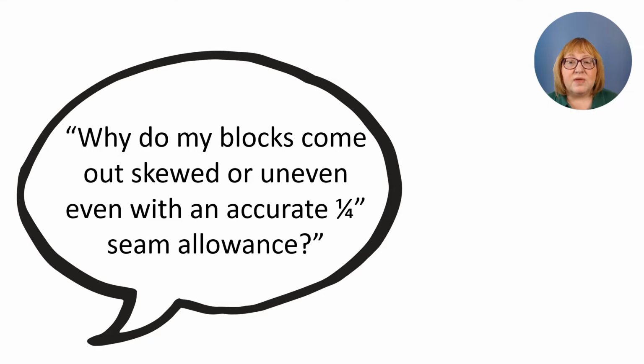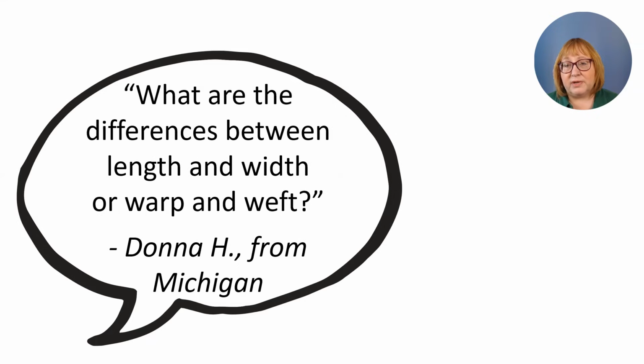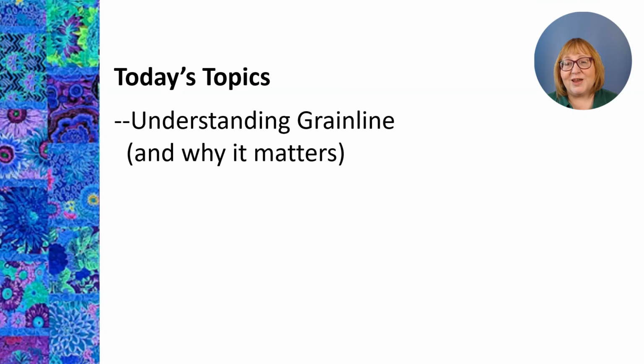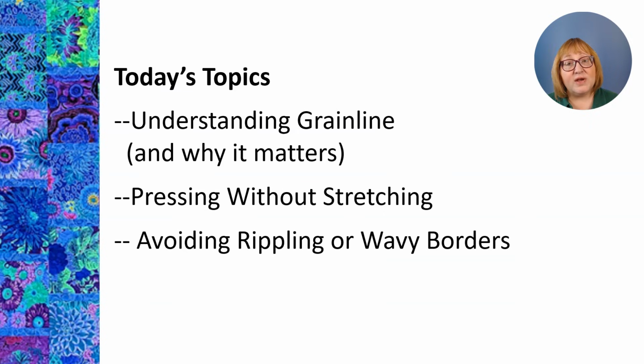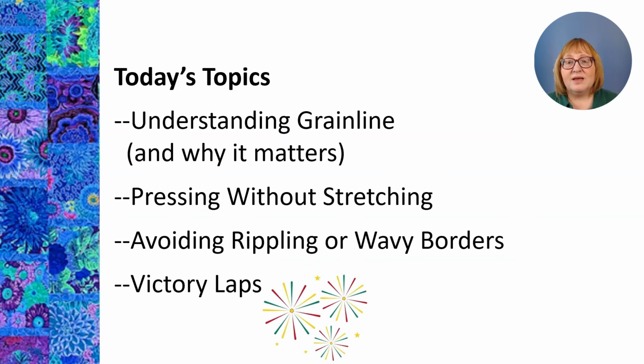We'll start here, since there were multiple versions of this question. The truth is that bubbly fabric or uneven edges can happen even when you're sewing with a very careful, consistent quarter-inch seam allowance. Donna's question, what are the differences between the length and width, or warp and weft, of the fabric, also relate to grain line and how fabric behaves. So today I'll be sharing tips for understanding grain line and why it matters, pressing without stretching, avoiding rippling or wavy borders, and when to take a victory lap.